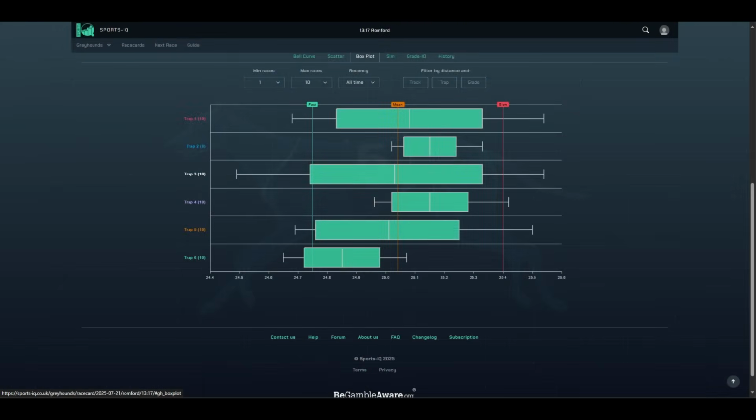Now over to the box plot. Trap 1 is sitting further right along the time axis, meaning slower. The whiskers also stretch quite far, with a wide green box, showing high variance and poor consistency. This dog's mean time is also slower than the average across the entire race. Compare that with Trap 2 and Trap 6, tight, compact boxes near the fast line. Again, Trap 1 continues to look out of its depth.